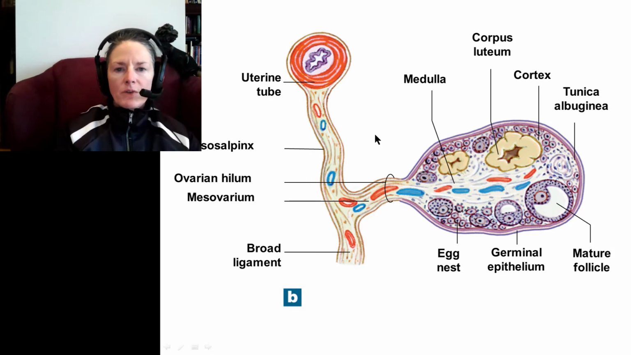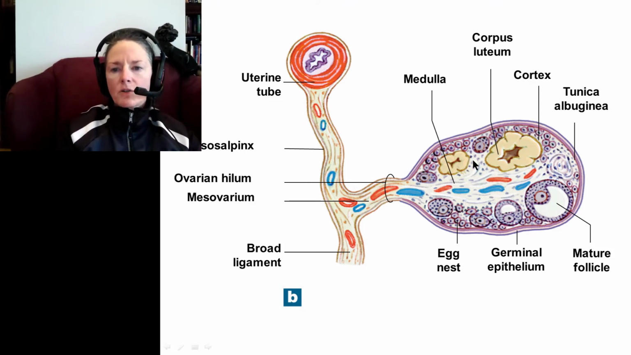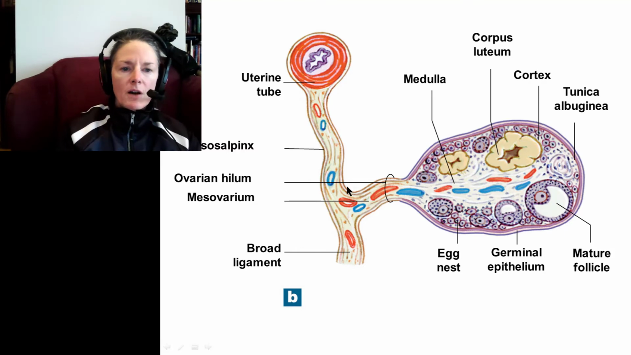And here we see it in sort of a transverse section, if you will. So we can look at the parts of the mesentery here. Here we have the broad ligament where it turns and folds out a little bit to contact the ovary. We have what's called the mesovarium, and then this part that extends from the junction of the mesovarium and the broad ligament up to the uterine tube. That is called the mesosalpinx.